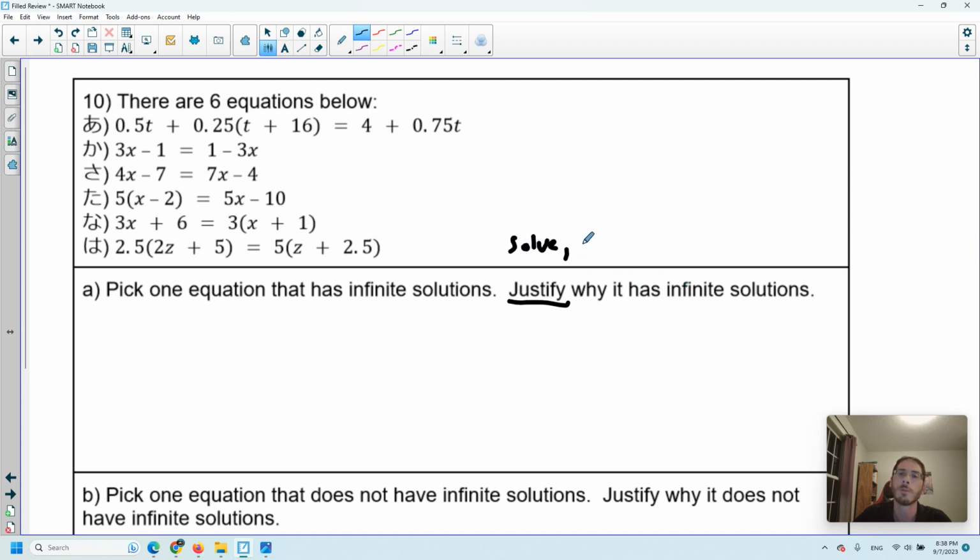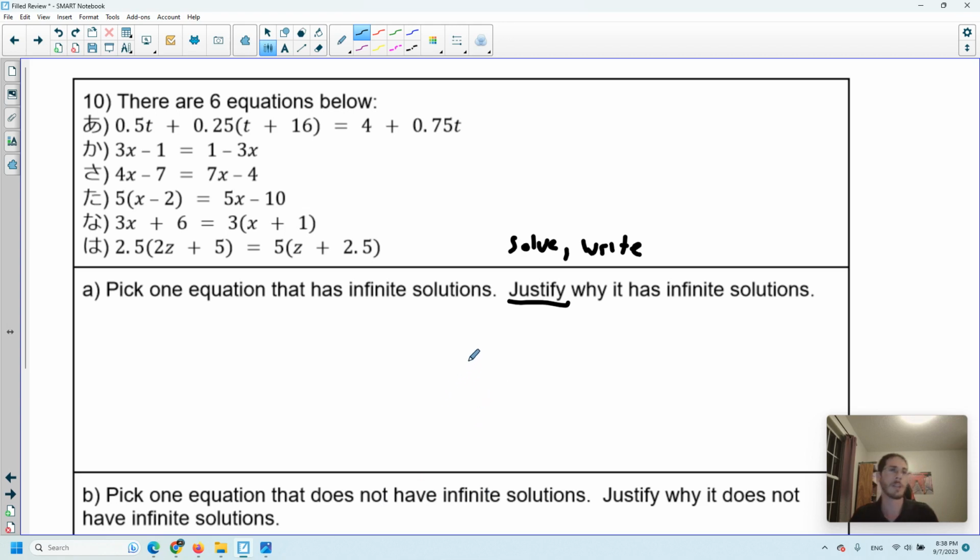You could also do some writing and write the theory. So again, if you know the theory of why something has infinite solutions, same number of the variable, same constant, same number, then that's it. Once you found out that you actually do have that situation, then you're good to go. Part B is basically the same, but it's just one that does not have infinite solutions.